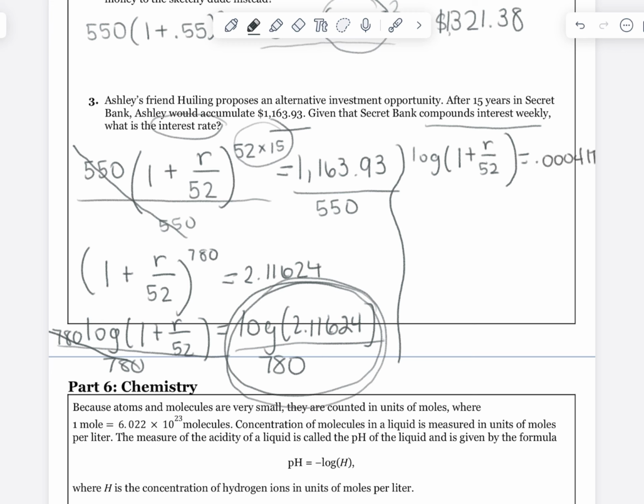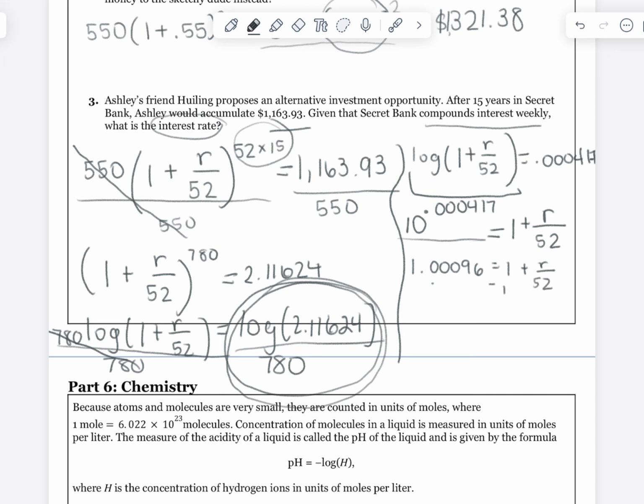Okay, and then again, we died here, right? Logarithmic form, no longer of use to us. So make it exponential form. Make it so that it works for you. 10 to the power of 0.000417 is equal to the argument 1 plus r over 52. Okay, I'm going to put this in my calculator. 10 to the power of that decimal, and I get approximately 1.00096.